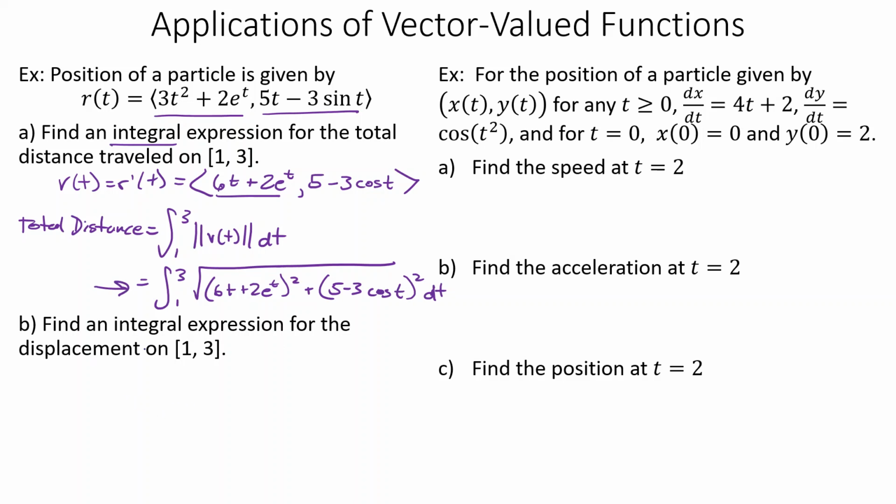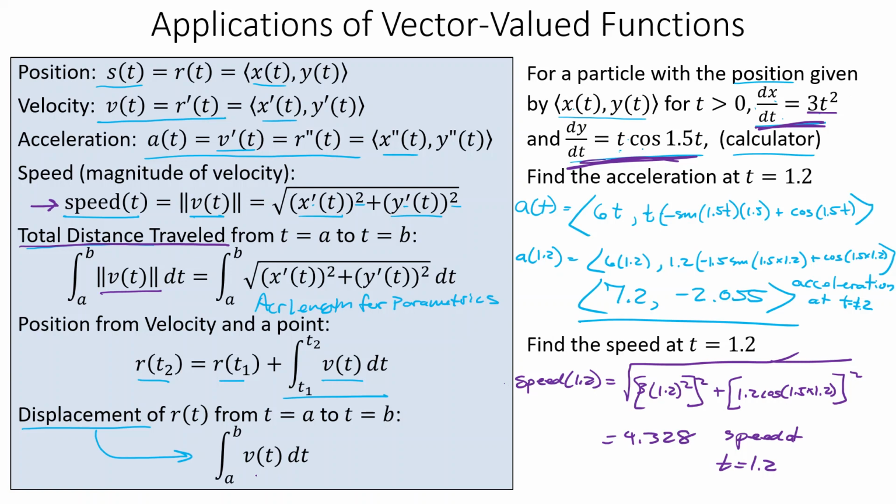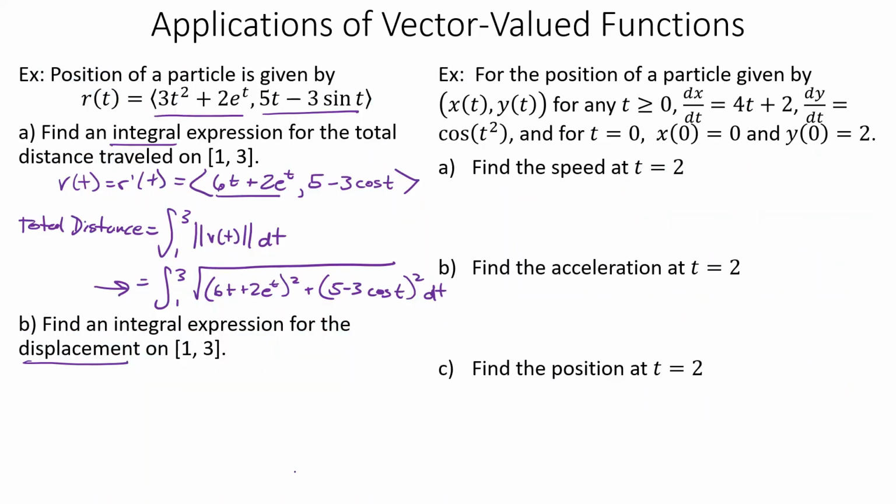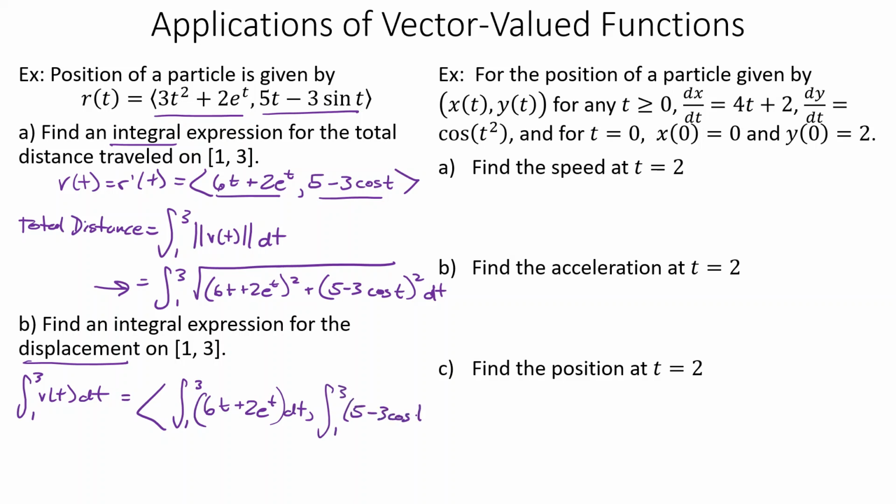All right, next, find an integral expression for the displacement from 1 to 3. Well, if we go back and look at the displacement, that's just the integral of the velocity function. So we just want the integral of v of t dt from 1 to 3. Again, v is this vector valued function, so that is the integral of each part separately. So the integral from 1 to 3 of 6t plus 2e to the t dt, comma, then the other part is the integral from 1 to 3 of 5 minus 3 cosine of t dt. And there's an integral expression for the displacement.